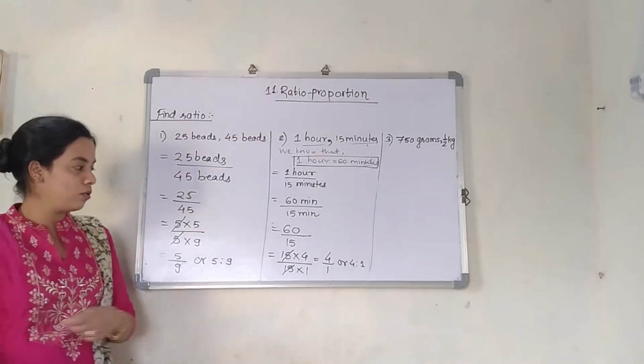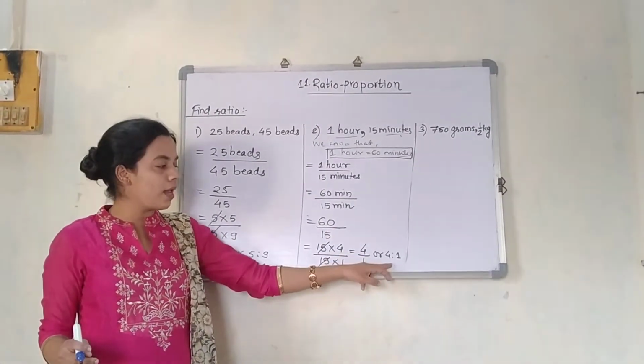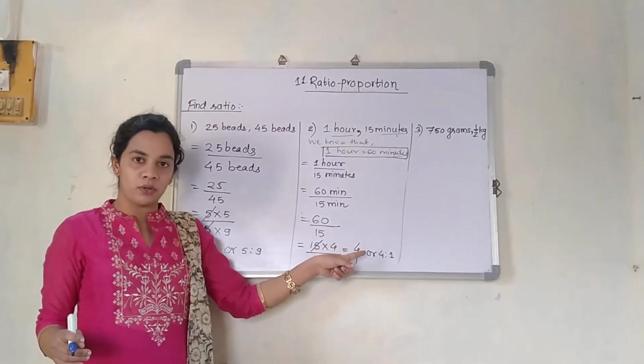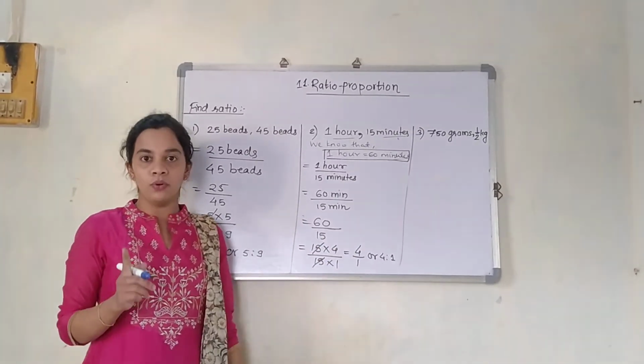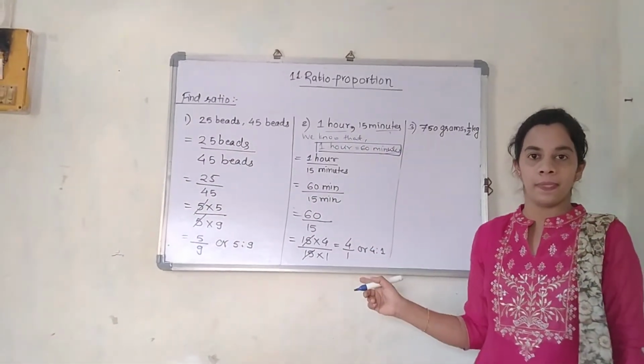Don't change it. Don't shift it. Whatever is going to come, write it down as it is. Don't take this 1 on the top and 4 at the bottom. Don't do that. Whatever and however the answer is coming, represent it in such a way.